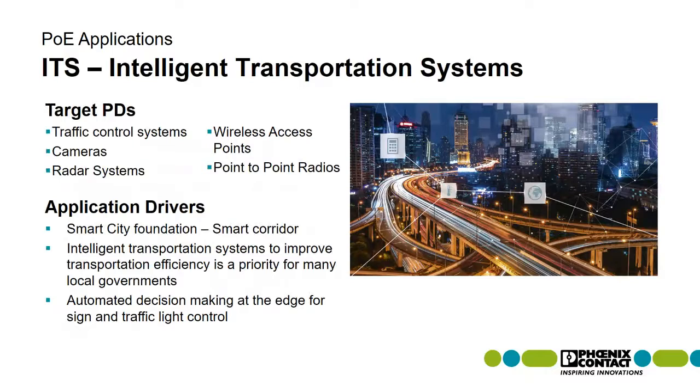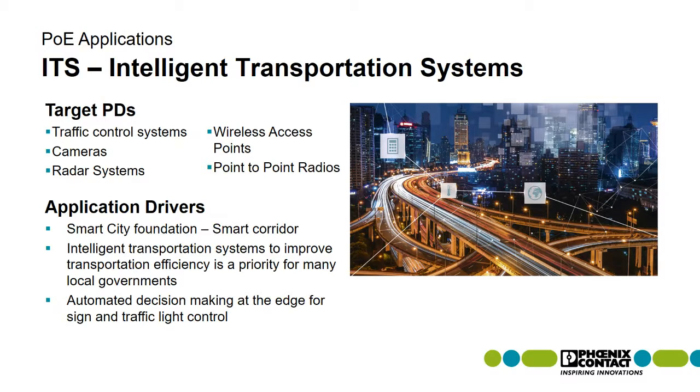Finally, intelligent transportation systems, or ITS. Where are we seeing this? We're seeing the PDs, traffic control systems. We're seeing, again, a lot more cameras. We're also seeing radar systems and wireless access points, and even point-to-point radios in many of these systems. The application drivers. This is the foundation for the smart city or the smart corridor that we see going through.